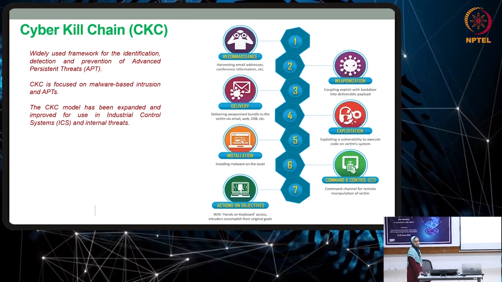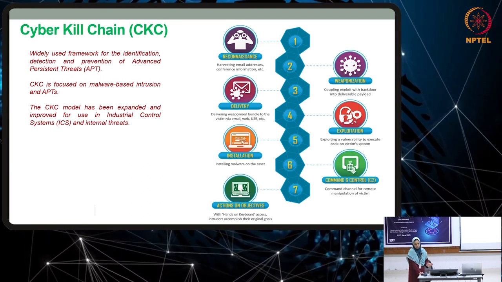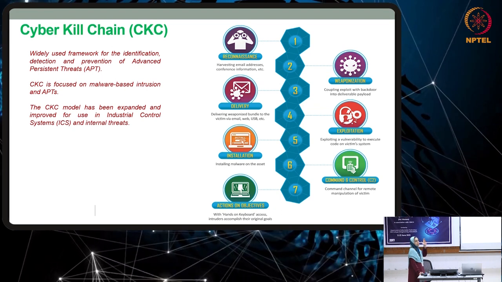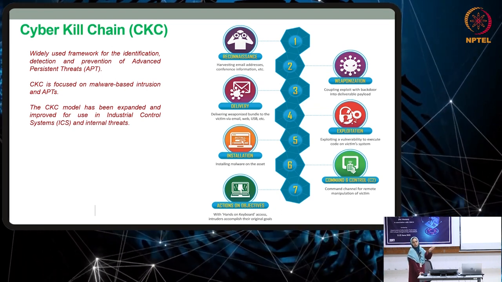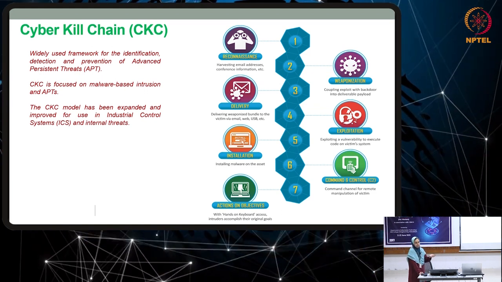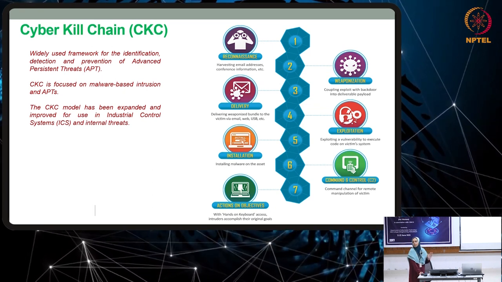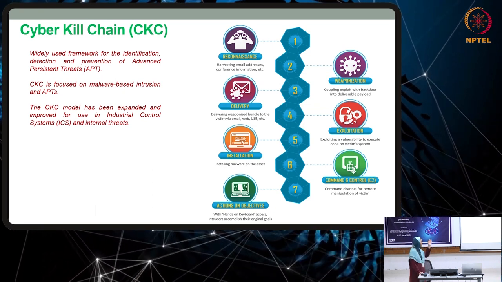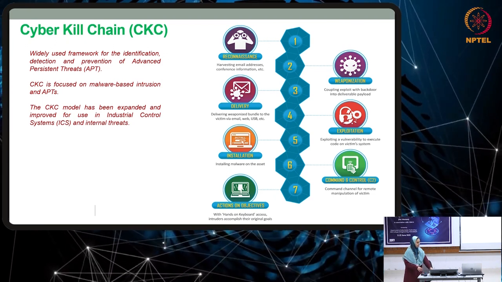First stage is called reconnaissance. What is reconnaissance? You already know. You gather the information. Some examples I will give you are an email address of a person, the IP address of a system, the ports which are open in a system, and the services which are running in a system. These are all examples of information gathering, reconnaissance. Okay?